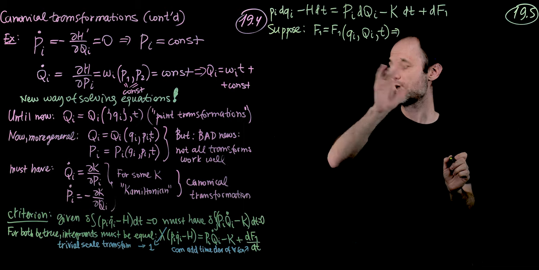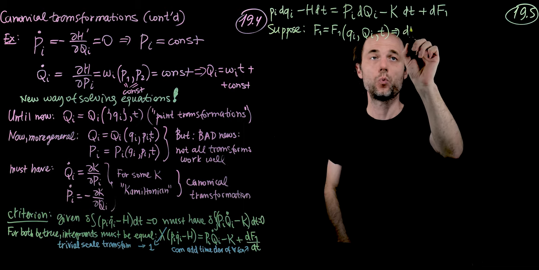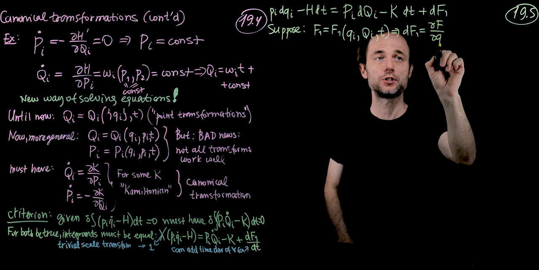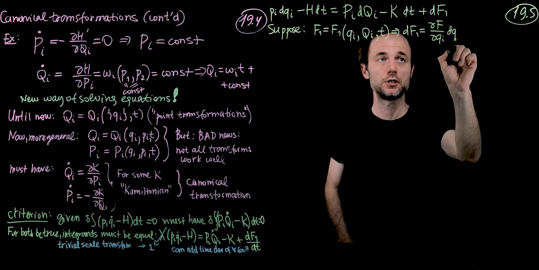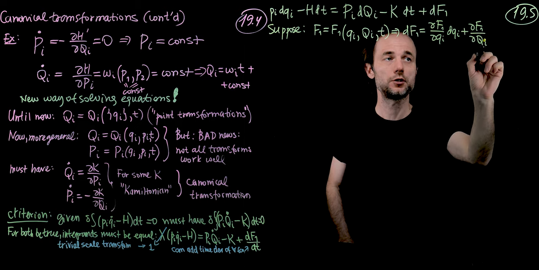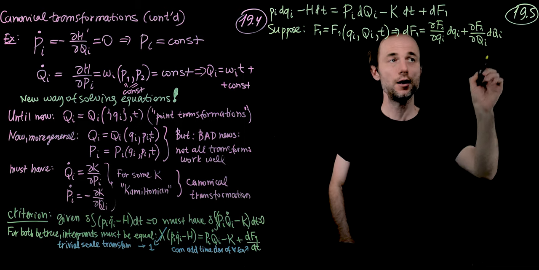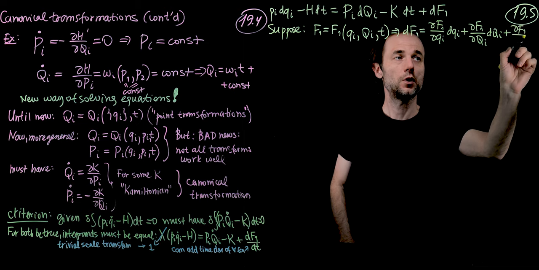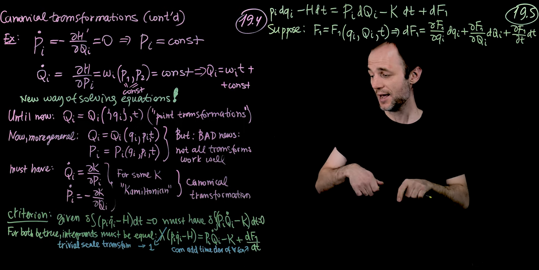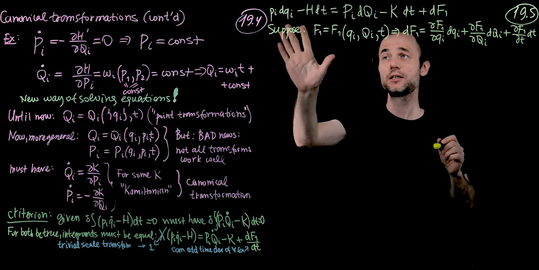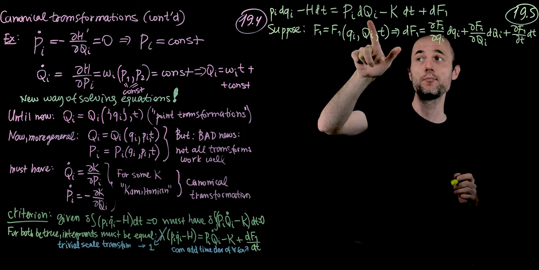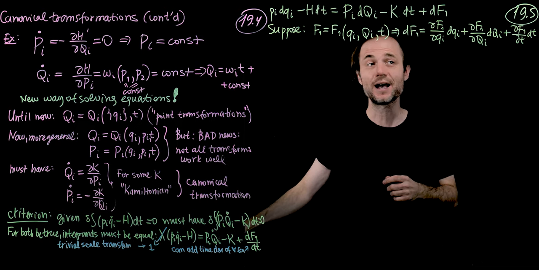And if we write it out this way, we can also write out what dF1 is. And dF1 will be dF1/dqi times dqi plus dF1/dQi times dQi plus dF1/dt times dt. And now all we need to do is to collect the prefactors in front of dqi little, dQi big, and dt. And we're going to get our equations of motion.